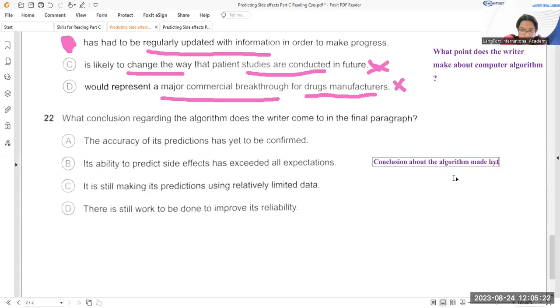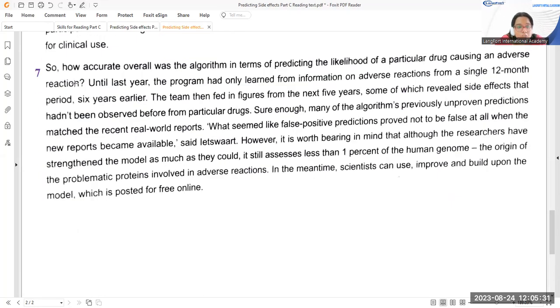Okay, so I want you to carefully read. Let me just take the paragraph. So the writer is making some conclusion about the algorithm at the end. So we need to find out what that conclusion is. Final question for today. I need your attention. Go through the 7th paragraph. All of you, come on.